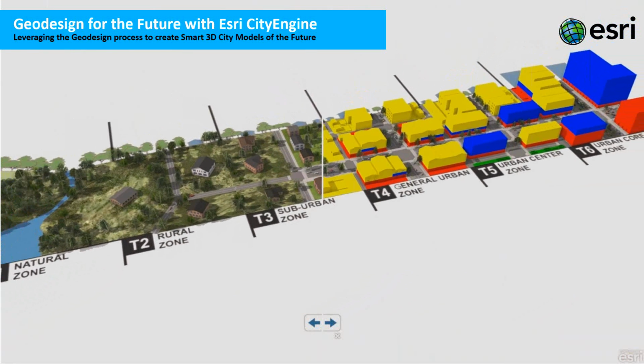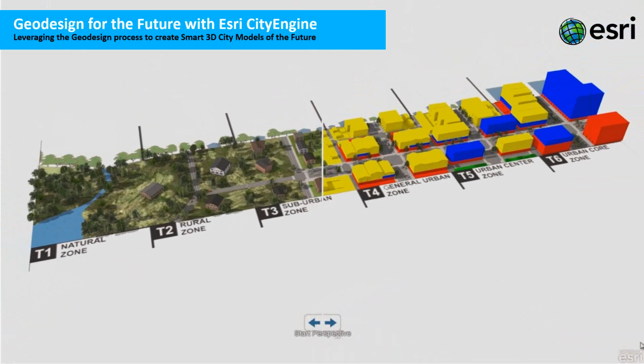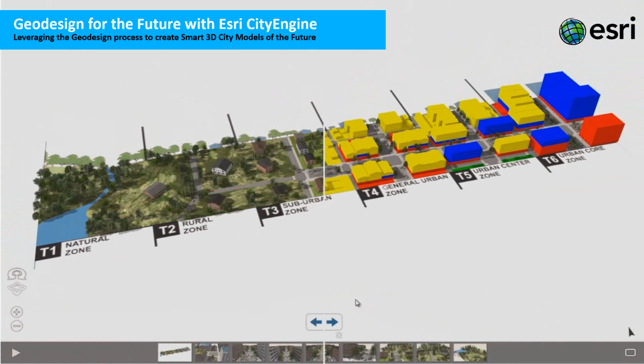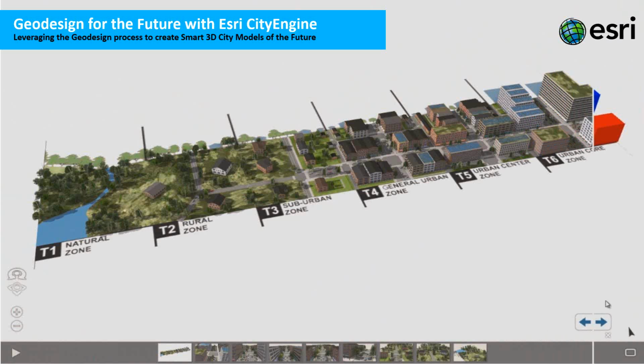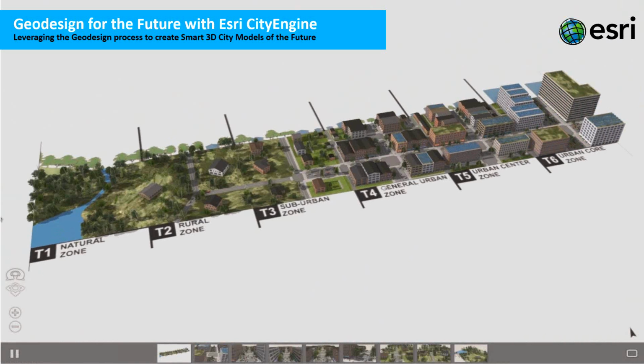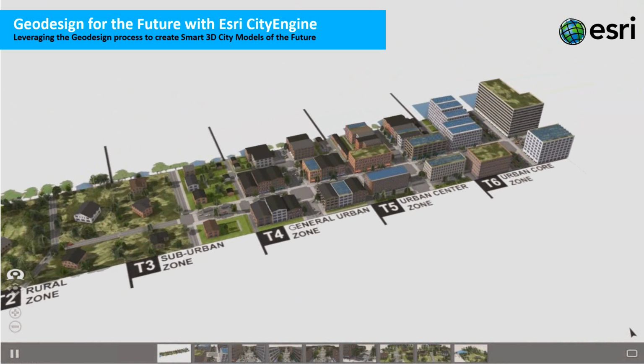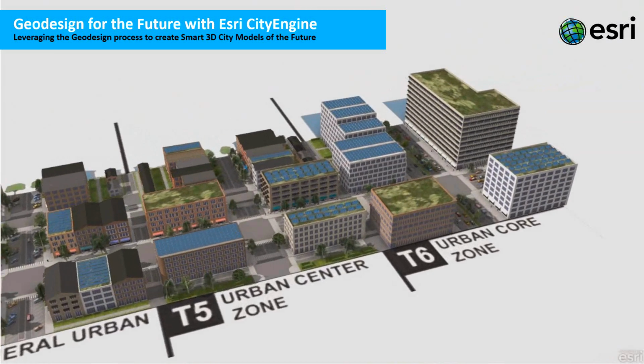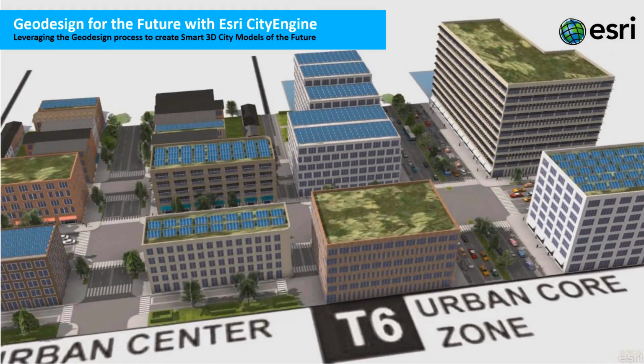So hi everyone, and thanks for joining this webinar. Today we're going to be showing you how you can leverage geodesign and use it to model for the future inside of Esri CityEngine. We're taking the geodesign process and using it to help create smart 3D city models of what's there and also the future for our cities.